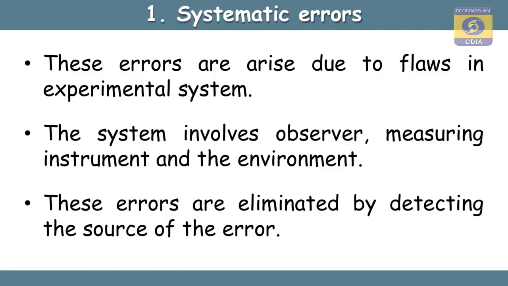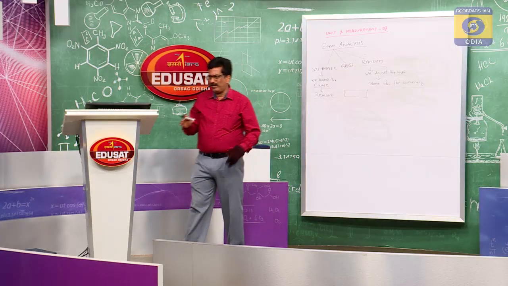So systematic errors arise due to flaws in the experimental system. In the experiment which we are taking, there is some lacuna going on. Therefore, some error arises. The system involves the observer, the measuring instrument, and the environment. Whenever some measurement is going on, there are three things: one is the observer, another is the measuring instrument, and the third is the environment. These errors are eliminated by detecting the source of the error, because if we know the cause, it can be detected.